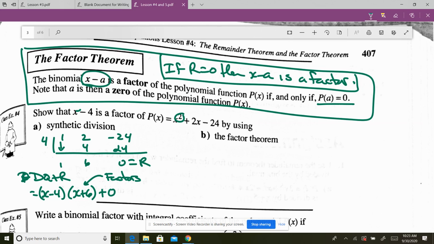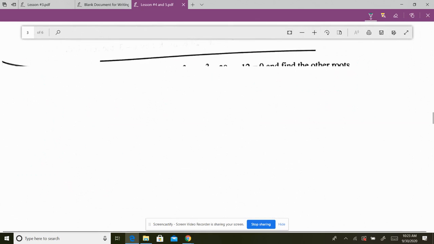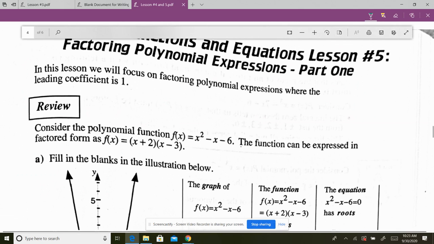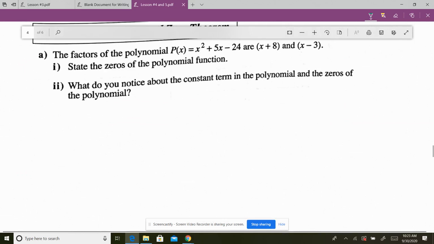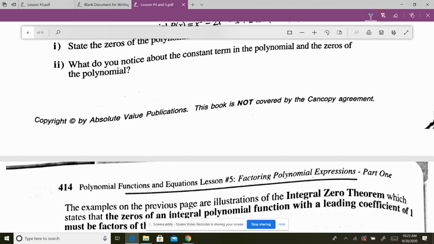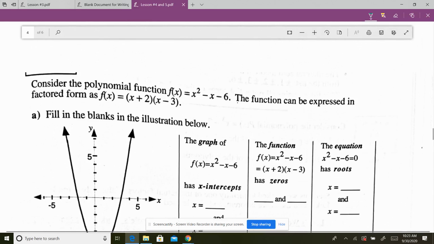We're not doing any questions on that page. We're going to use it in the next lesson, lesson number 5. Okay? So we're going to go to page, what page is this? Lesson 5 on page 413.